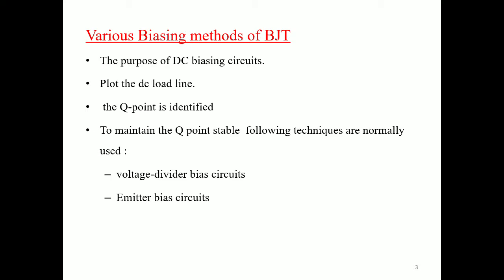So once again, a recap. Why can we go for this biasing? It is in order to maintain the Q point at a stable position. If the Q point changes, what happens? In order to compensate for this, we can go for this biasing. Here we are going to see voltage divider biasing and emitter biasing.